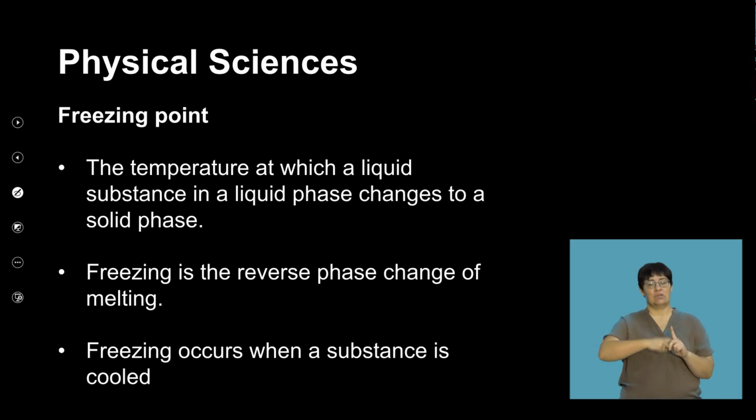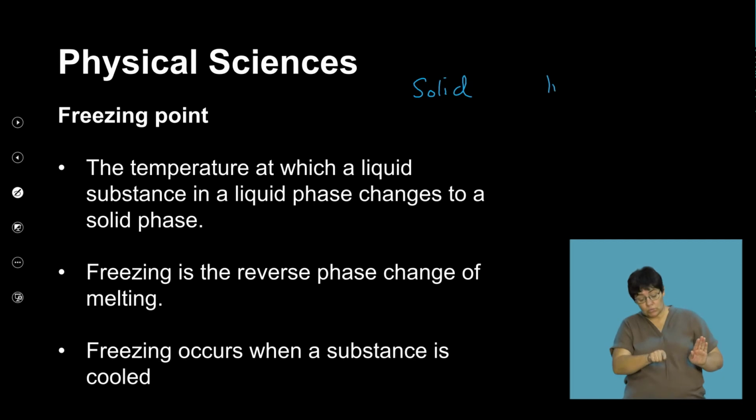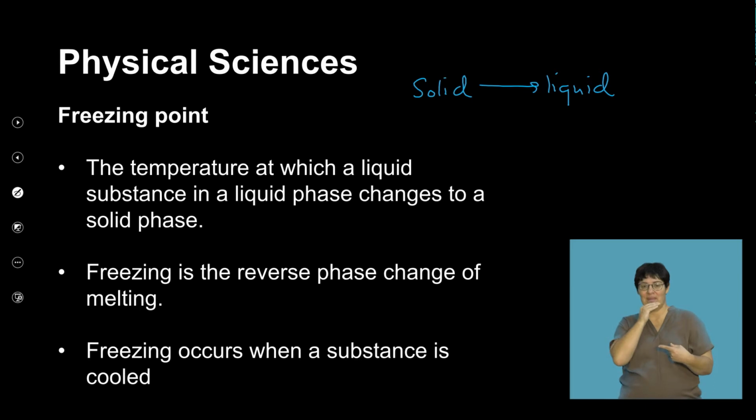So the temperature at which a liquid substance in a liquid phase changes to a solid, that's the freezing point, we know that. Now, freezing is the reverse phase change of melting. So we've got solid, okay, to liquid, right? That's melting. So if we move in that direction, we heat. Then if we move from liquid to solid, we cool, okay?